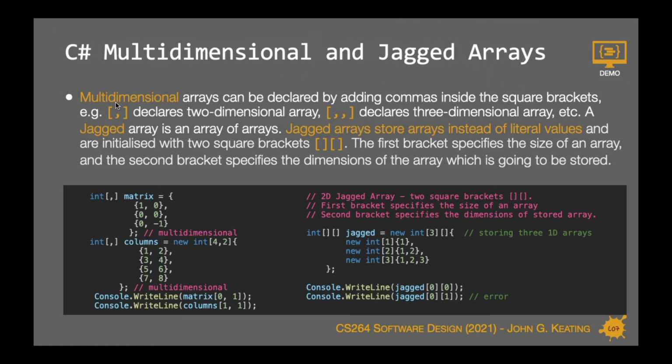Okay. So multi-dimensional arrays then, they're declared by adding commas inside the square brackets, and you've had to look at two-dimensional arrays, of course. You can declare three-dimensional arrays and jagged arrays instead of literal values, and I showed a little bit about that last time as an example. The first bracket specifies the size of the array, and the second bracket specifies the dimensions of the array that's going to be stored. It's fairly straightforward stuff, but you do need to be able to look and work with these.